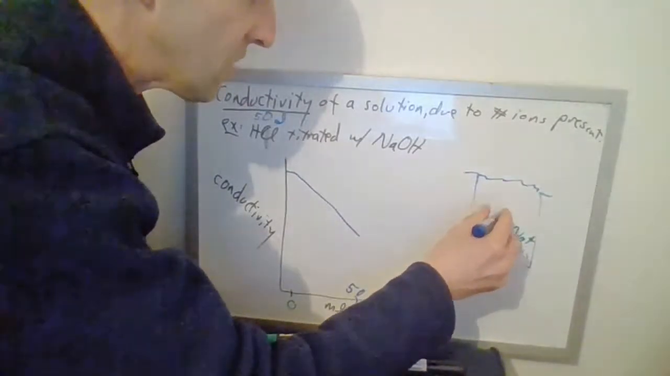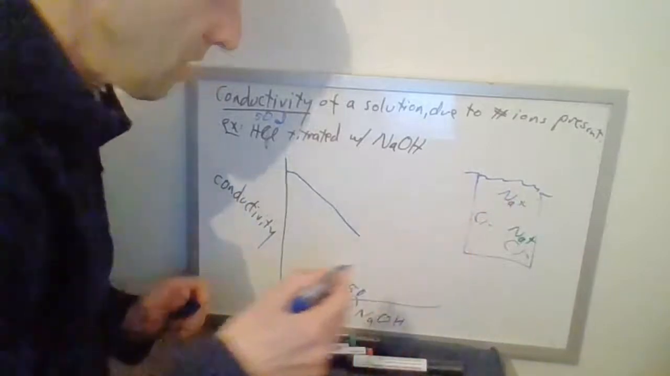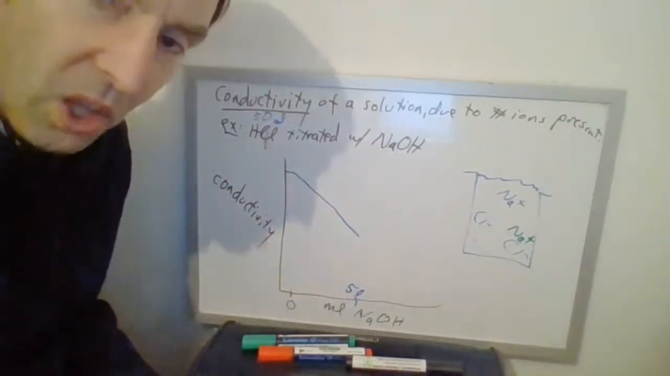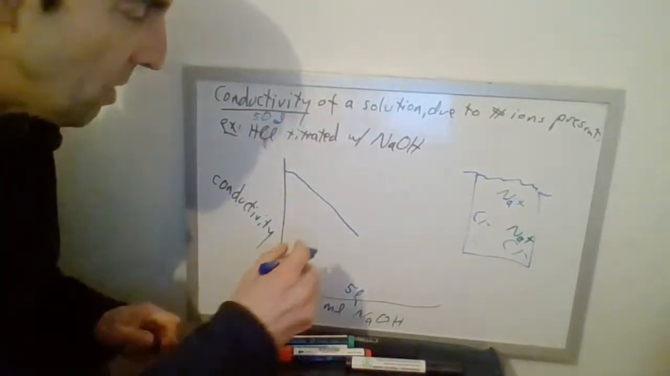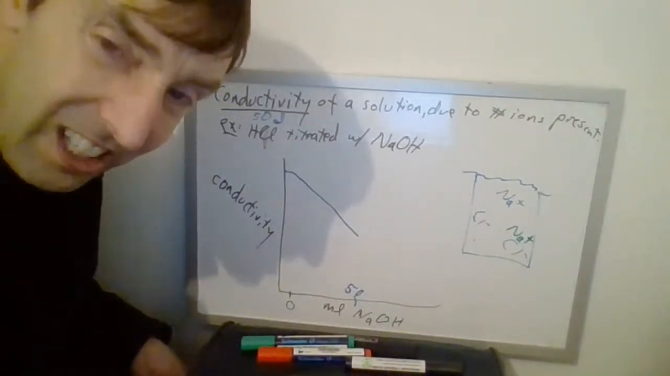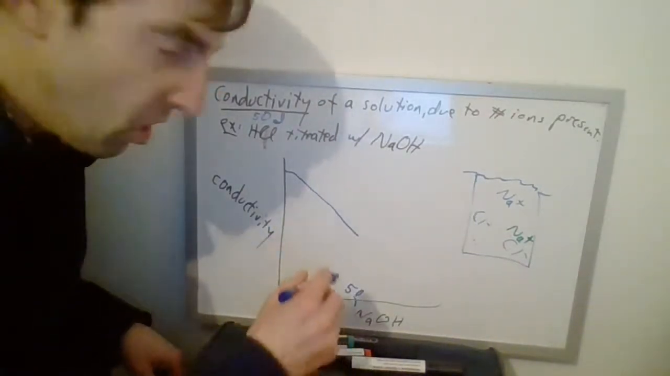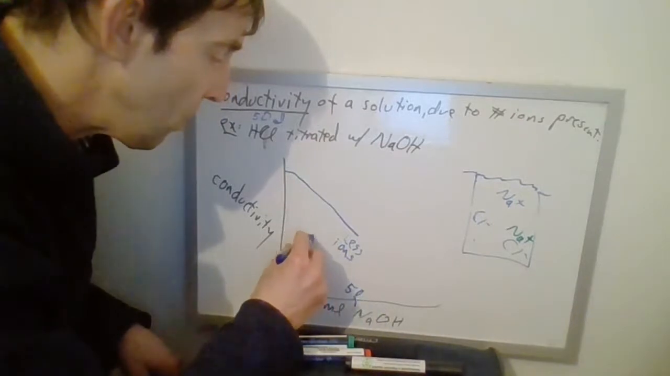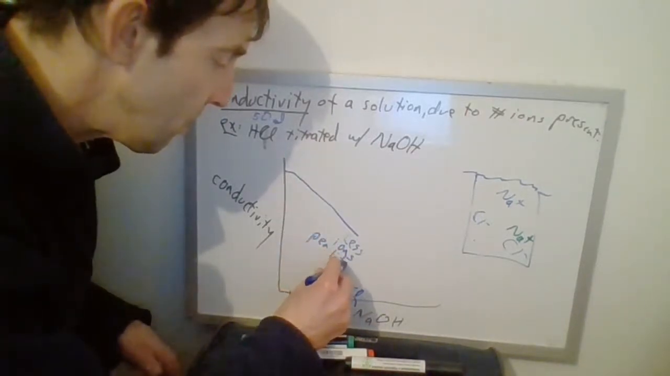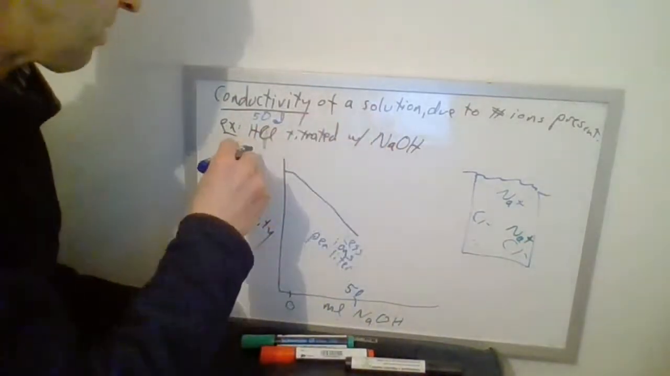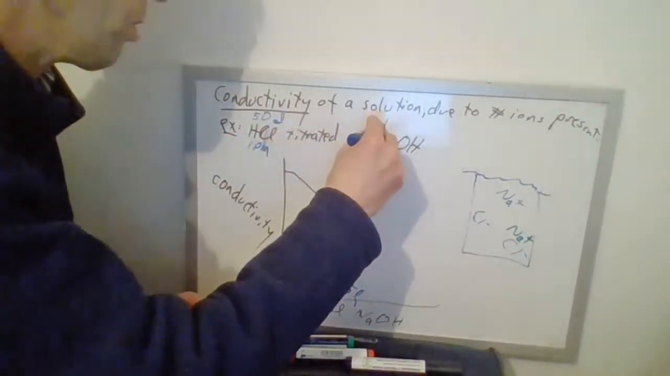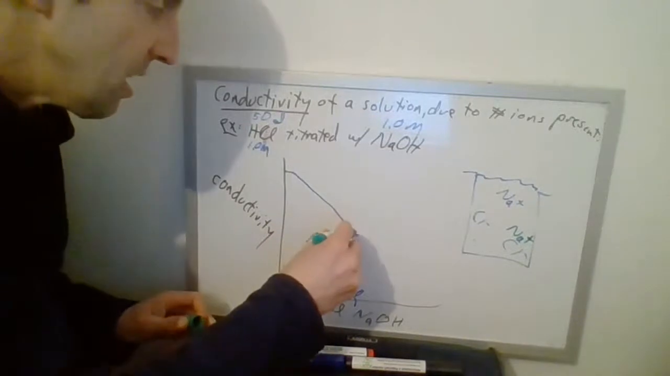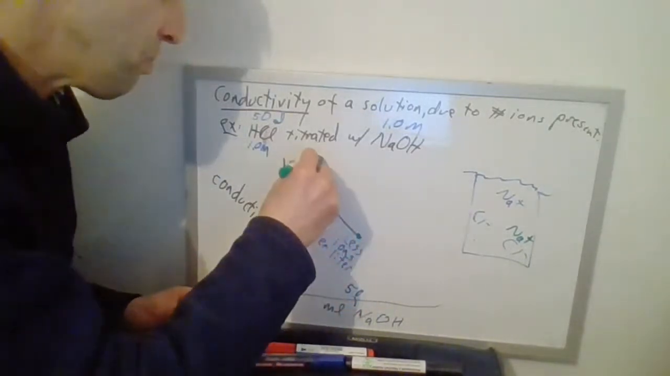And I've got Cl minuses and Na pluses, but they're not all that concentrated. So that's why the conductivity is so low. There's less ions. I'm going to write this down here: less ions per liter. That's why the conductivity has gone down. This is 1 molar, sorry, and this is 1 molar. And right here, I'm at the equivalence point.